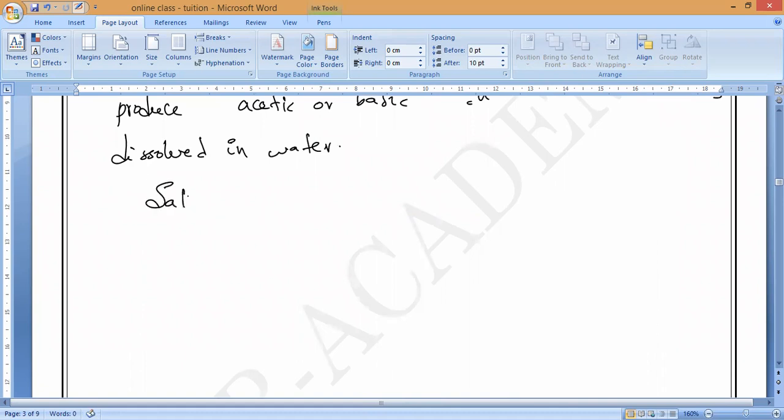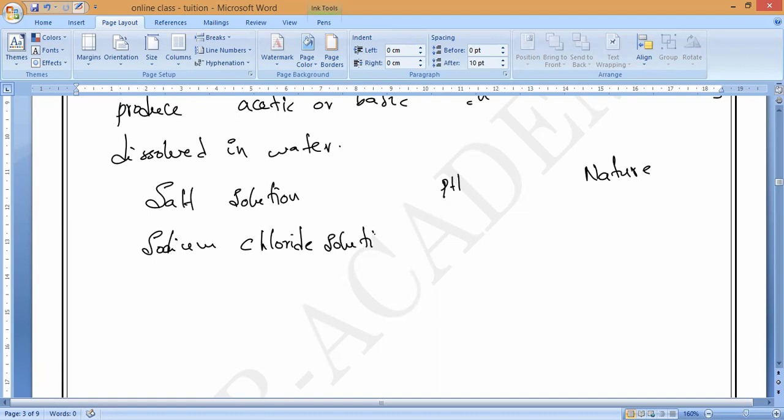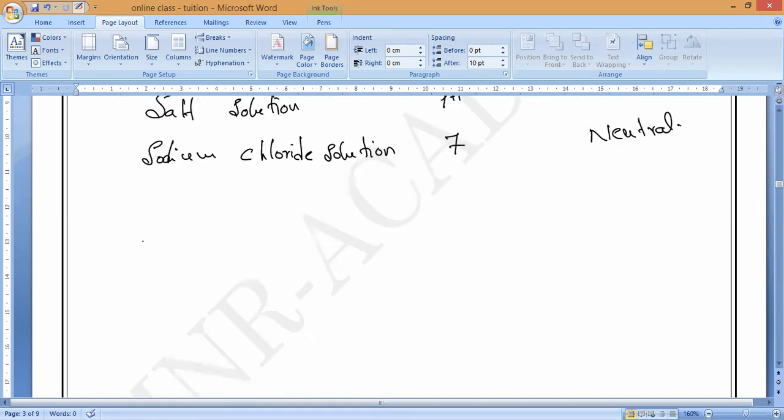Let me take the first neutral example. Anybody guess? Salt solution, pH value, and nature. The first neutral salt, which we are eating commonly: NaCl. Very good. Sodium chloride solution, pH value is 7. What is the nature? Nature is neutral. Understand?